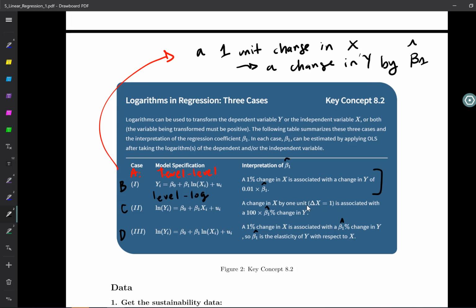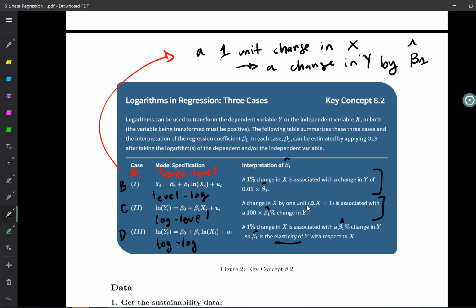If we move to the log level specification, then the interpretation is different. And it is that a change in x by 1 unit is associated with 100 times beta 1 hat % change in y. And lastly, the log-log specification says a 1% change in x is associated with a beta 1 hat % change in y. So beta 1 is really the elasticity of y with respect to x.